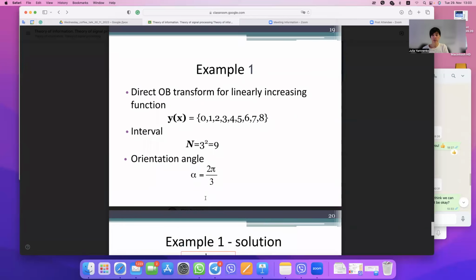And here you can see a very simple example of how to apply this transform. Let's take an original function that is represented by its 9 values, 3 in the power 2. So we have an interval n, 3 in the power 2, equal to 9. And we will have only one value of the orientation angle, alpha equal to 2π over 3. And our task is to calculate the spectrum.